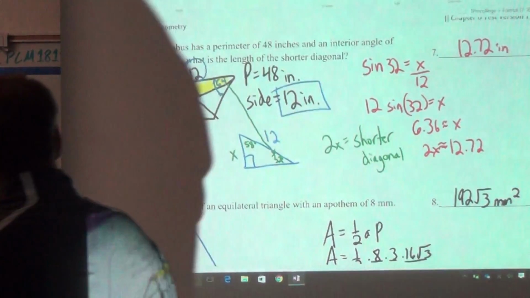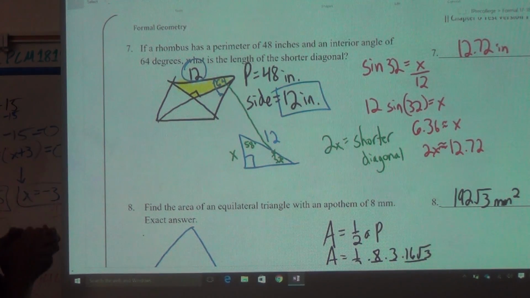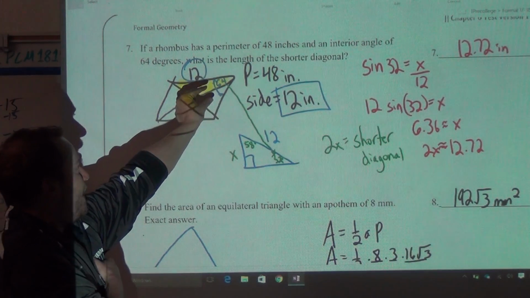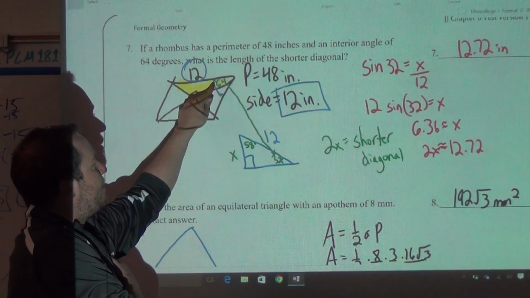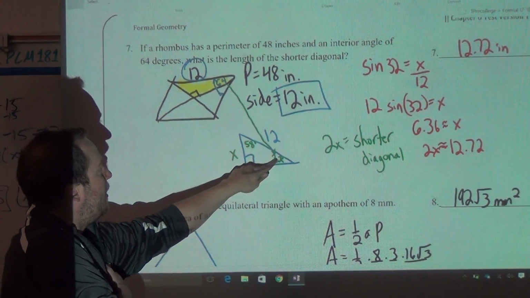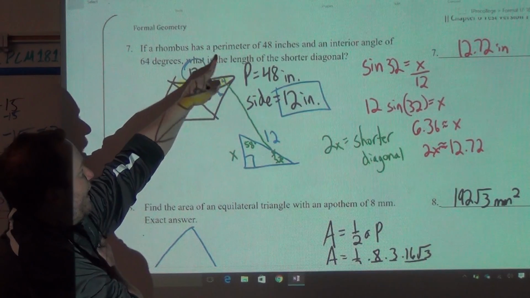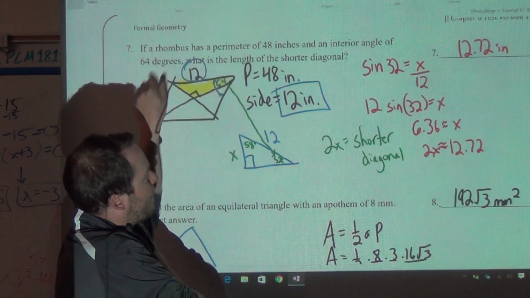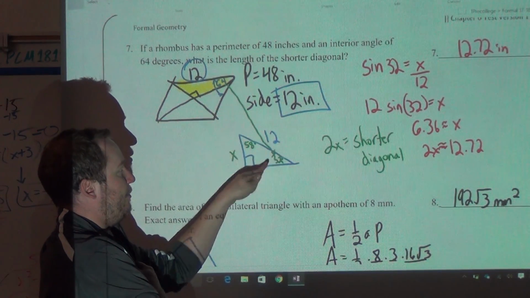Number 7, if a rhombus has a perimeter of 48 inches and an interior angle of 64, what is the length of the shorter diagonal? So we've got a 64, that's this whole spanning part. In a rhombus, the diagonals bisect the angles, making this 32 and 32. I've just drawn the highlighted triangle. I figured out that since the perimeter is 48 and each of our sides are the same, the side must be 12, and that's the hypotenuse of our right triangle.